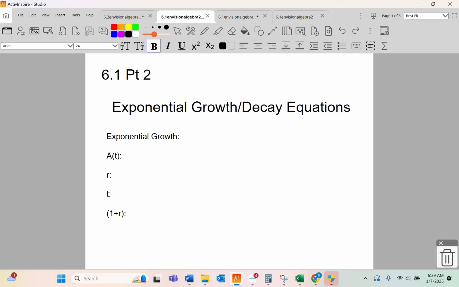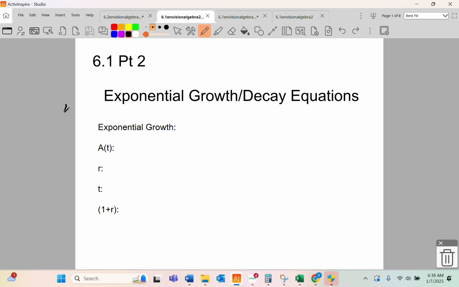All right, so we got the 6.1 part 2 notes. Yesterday was just the graphs. Today is actually dealing with the equations. First off, we have exponential growth. Looks like that guy. And not that it matters, but the parent function for exponential growth was a times b to the x. Well, this one looks a lot like it.